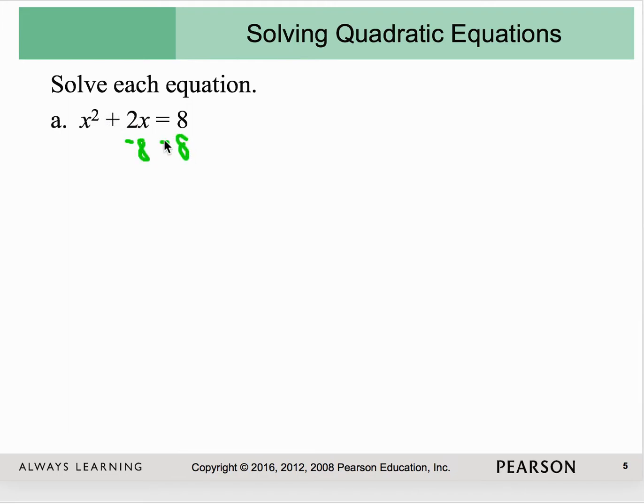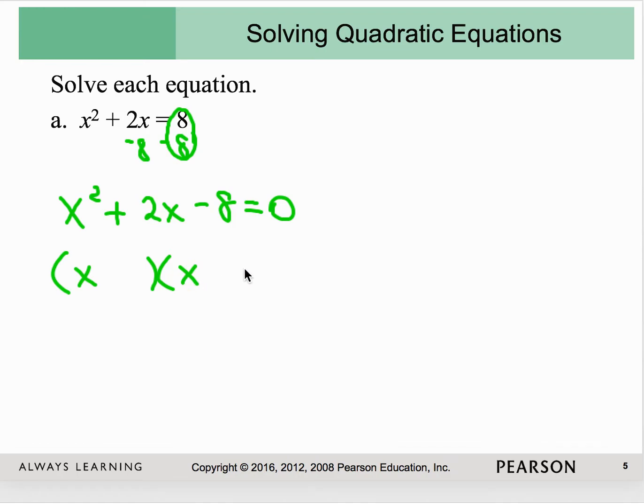So let's subtract 8 from both sides so that it will equal 0. So x squared plus 2x minus 8 equals 0. This is a quadratic with a leading coefficient of 1, so I know if I can find those two numbers, it's going to factor like that. Two numbers that multiply to give -8 and add to give +2. So what's that? +4 and -2. We have to be good at factoring, remember?